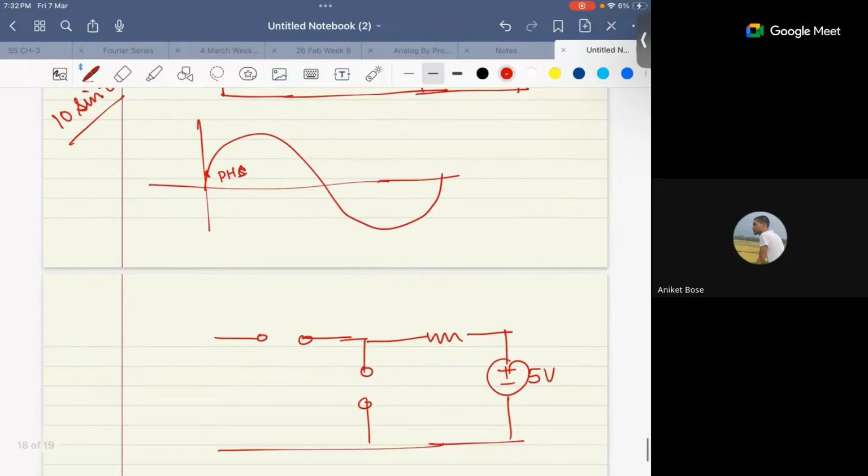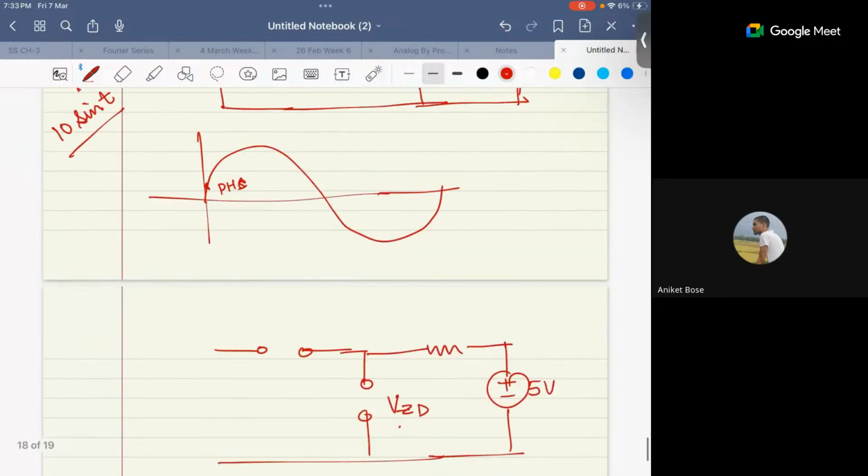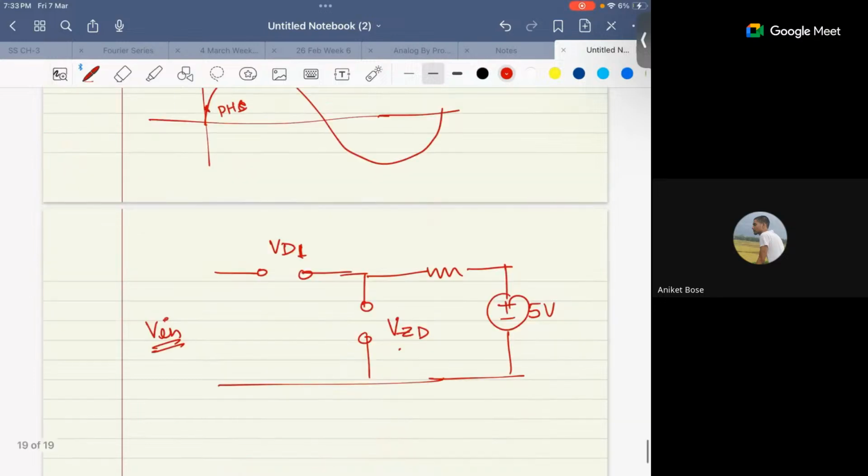This is what the voltage V Zener diode should be greater than or equal to: it should be greater than 5. And this is also VD1, and V input you are applying. We thought that both are working in reverse bias, correct? If both are working in reverse bias, what should we be getting? VD1 should be coming out to be a negative value, right? Yes, sir. Okay.